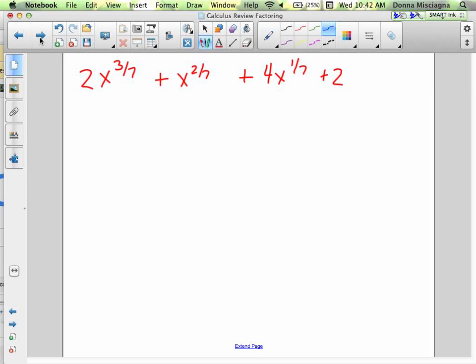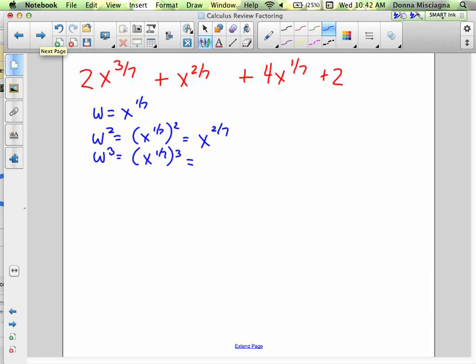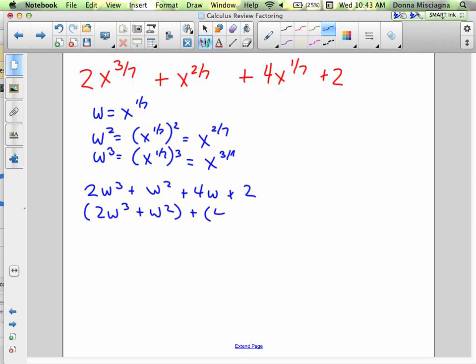So we could call w equal to x to the 1/7. If we square the w, that would be x to the 1/7 squared, and 1/7 times 2 is 2/7. And w cubed would be x to the 1/7 cubed, and 1/7 times 3 is 3/7. So now this would be 2w cubed plus w squared plus 4w plus 2, and now this becomes something really easy to factor. That's the beauty of substitution. It makes things easier to factor.